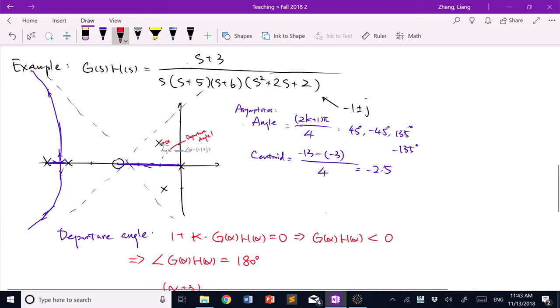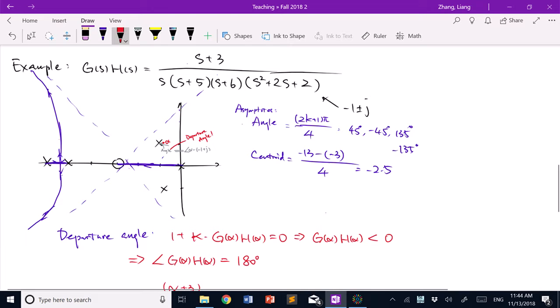Since the order difference is 4, fifth order over first order, we calculate the asymptote angles to be plus or minus 45 degrees and plus or minus 135 degrees. The centroid can also be calculated by summing all the open loop poles, which is -13, subtracting the open loop zero, which is -3, and dividing by the order difference 4, which gives -2.5, right here, and we found the asymptotes.